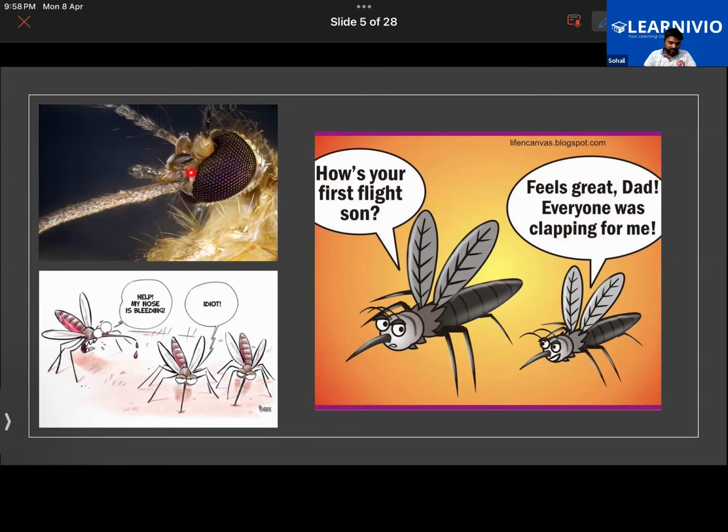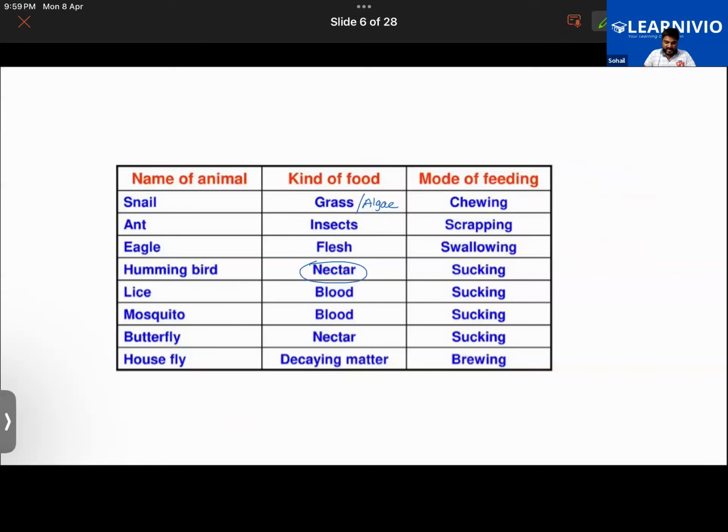This image is giving you a very close look at the face of this mosquito. These are all its eyes. Getting it now? These are the eyes of the mosquito. And this long tube-like structure coming out of its mouth is called the proboscis. It is inserted into the skin, into the flesh of animals, and it starts sucking blood from it.